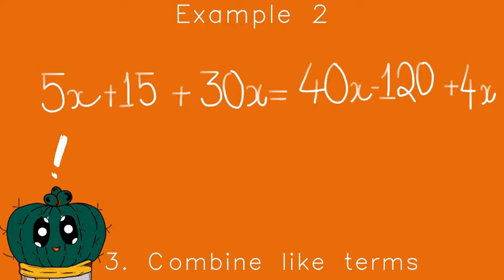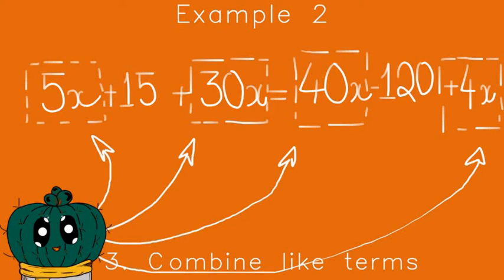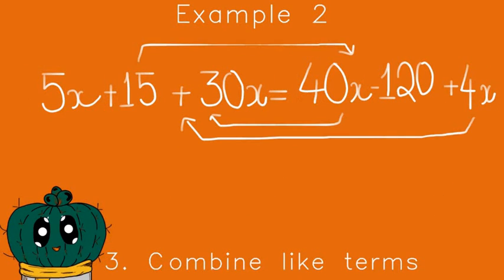Okay, now we're going to go over to the third step, which is to combine all of the like terms. Which means to combine all of the variables on one side and all of the constants on the other side. Let's have the variables on the left hand side and all the constants on the right hand side. So we have a 15 that we need to move on the right hand side, and we have 40x and 4x on the right hand side, which we need to move on the left hand side.